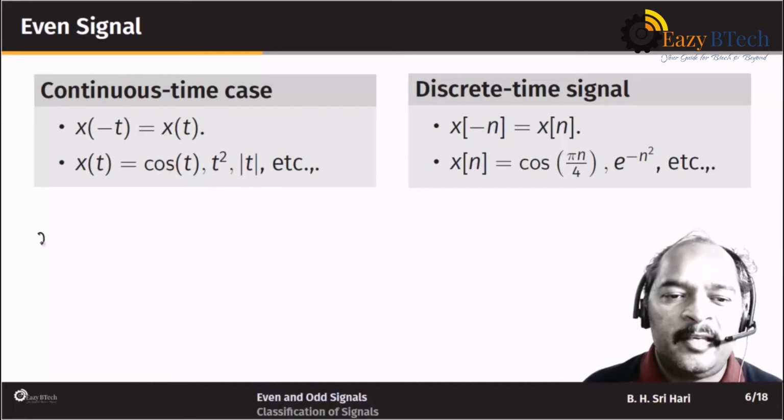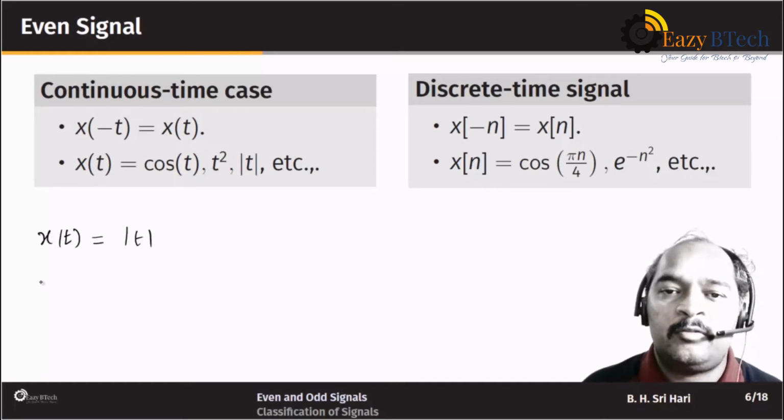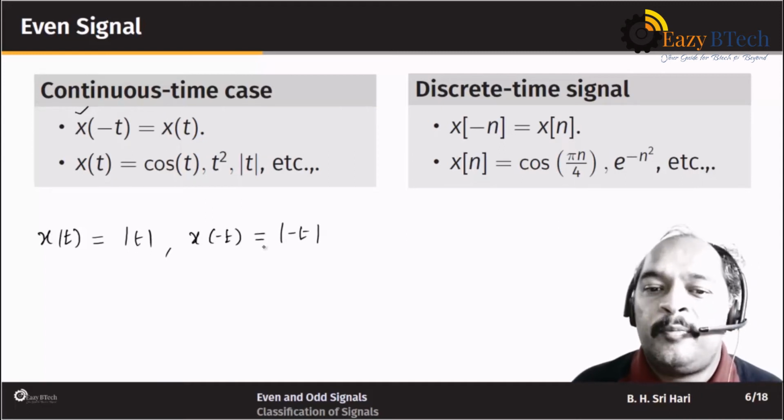Let us take for the continuous time case x of t equal to, let us say, mod t. We will check whether this signal is even or not. For that, what do we have to do? We have to calculate x of minus t and compare that with x of t. X of t is already here, but what happens to x of minus t? That turns out to be modulus of minus t.